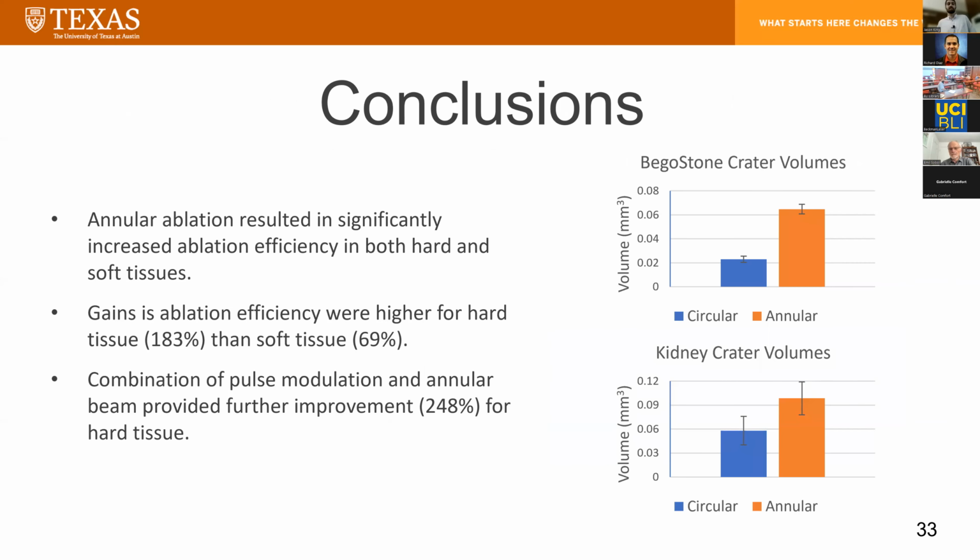So the conclusions of this experiment were that annular ablation resulted in significantly increased ablation efficiency in both hard and soft tissues. The gains were higher for the hard tissue versus the soft tissue. And the combination of pulse modulation with the annular beam provided an even further improvement. Once again, we would like to eventually repeat these with human tissues, or human kidney stones, to validate these results.